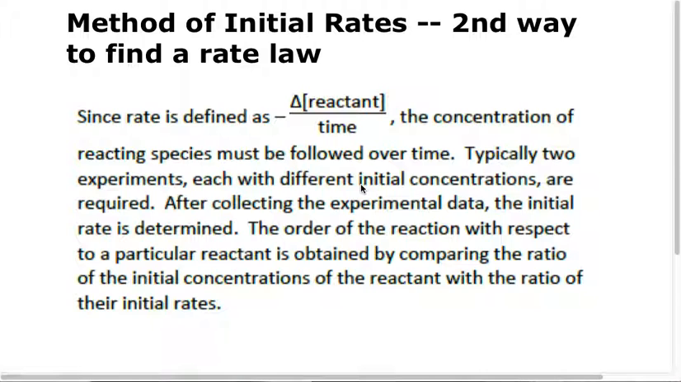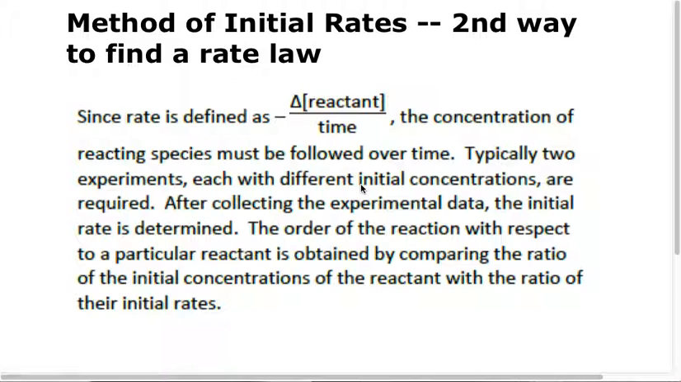Take the reactants. Raise their concentrations to the coefficient. However many are in the slow step is what the order is. So if you have 2 molecules of something, it's second order. If you have 1 molecule, it's first order. Okay? That's how you do it with mechanisms.